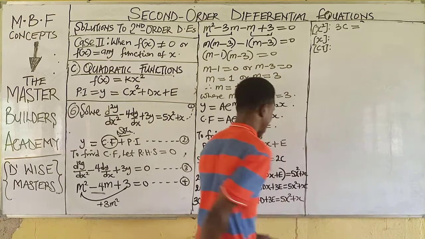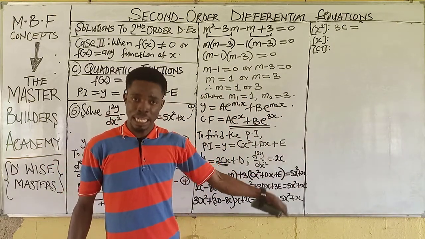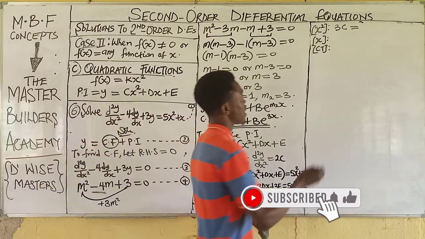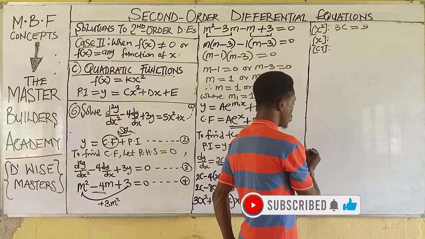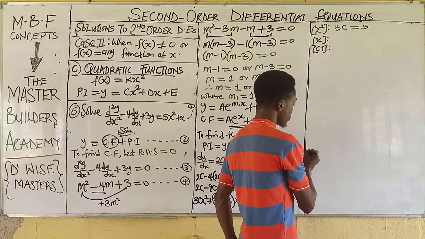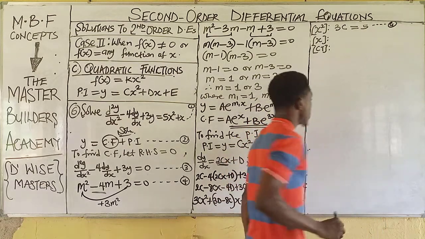Then we move to the right hand side. At the right hand side, we also have 5x squared. We will ignore the x squared and take only the coefficient. And the coefficient of x squared there is 5. And that's what we call the comparison method. So in the comparison method, all you simply do is to pick only their coefficients. So we can call this one equation A.